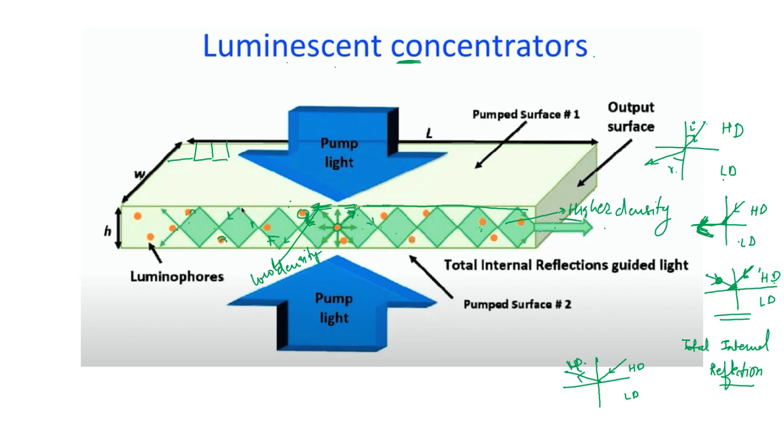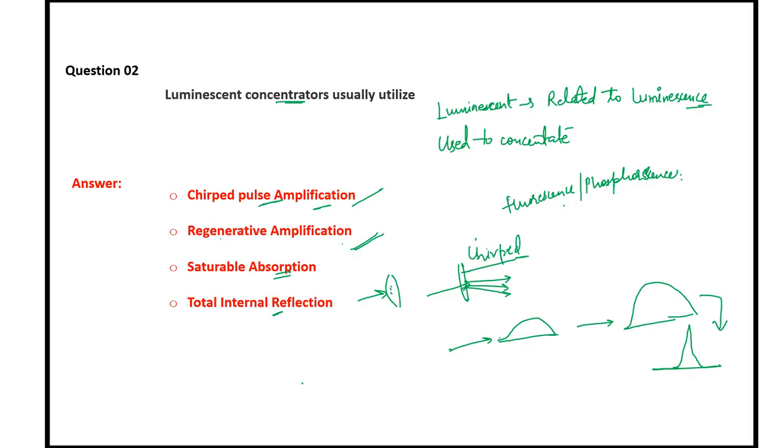Okay, so basically, what do luminescent concentrators utilize? Chirped pulse amplification is itself a process which involves many steps, and saturated absorption is something which we have covered in the previous weeks, but this is not the process. The answer to this question is total internal reflection.